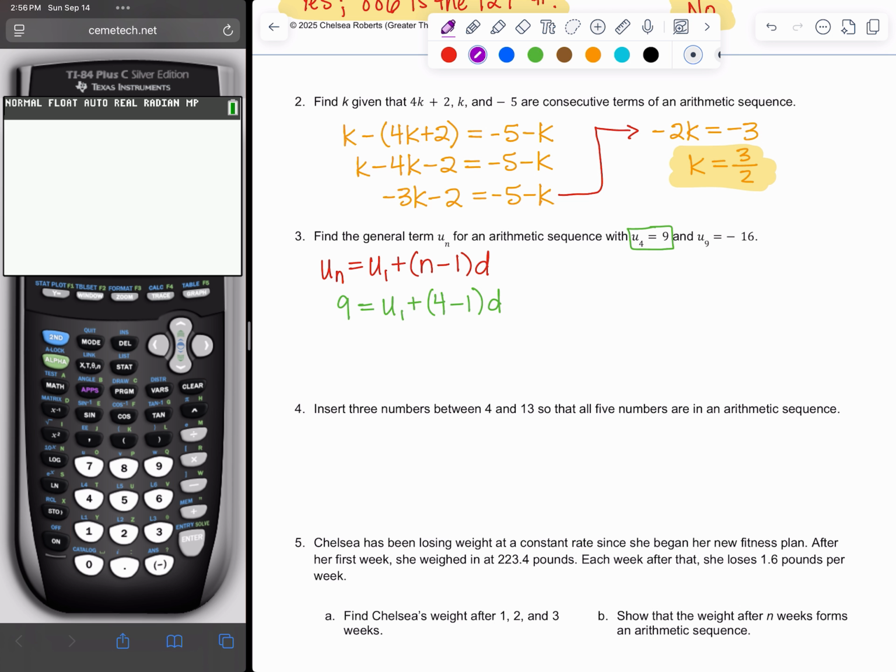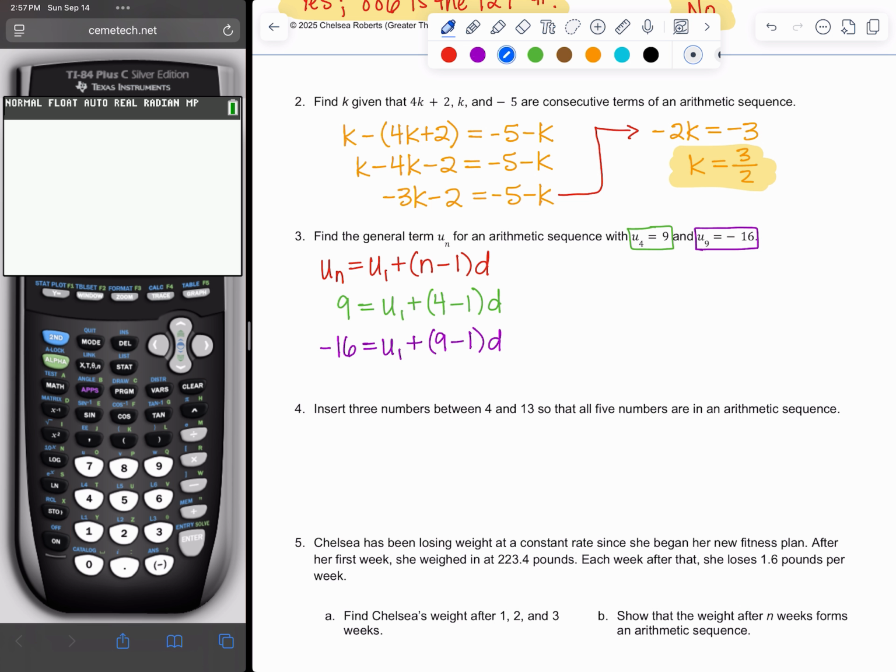All right. So the next one, we're going to write an equation for the next one, which is u sub 9 is equal to -16. So once again, I can have u sub 9 is equal to u sub 1 plus 9 minus 1 times the common difference. And remember, u sub 9 can be interchanged or substituted, can be taken out and substituted in for -16. So here are my 2 equations.